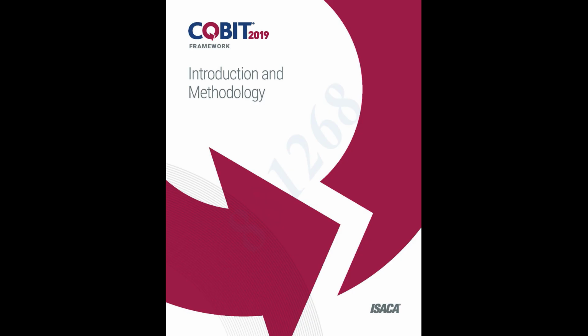Sixth, end-to-end governance system. This means governance shouldn't just focus on the central IT department. It needs to cover all the information and technology the enterprise uses, wherever it resides, whether that's in business units, shadow IT, or even externally sourced services. It's about the whole picture. Okay, those 6 principles define a good governance system.